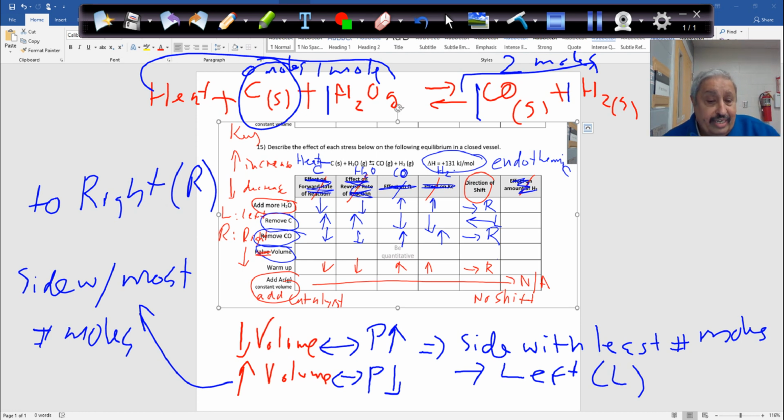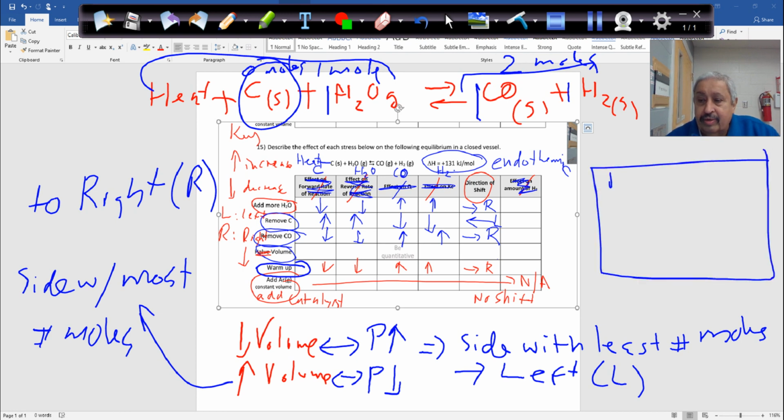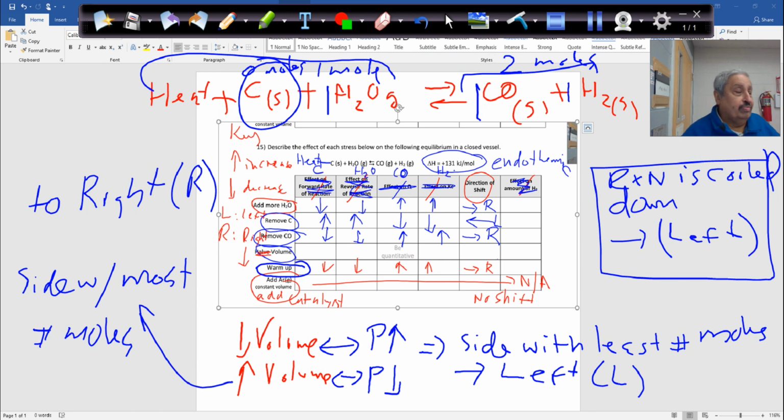Now the heat, we said we added heat, we warmed up the reaction, correct? How about if I cool the system? What will happen? Where will the shift be? The reaction is cooled down, so the shift will be which way? Take it out from the left side, so the shift will be to the left. And the shift to the left means the reactants will increase and the product will be lower.